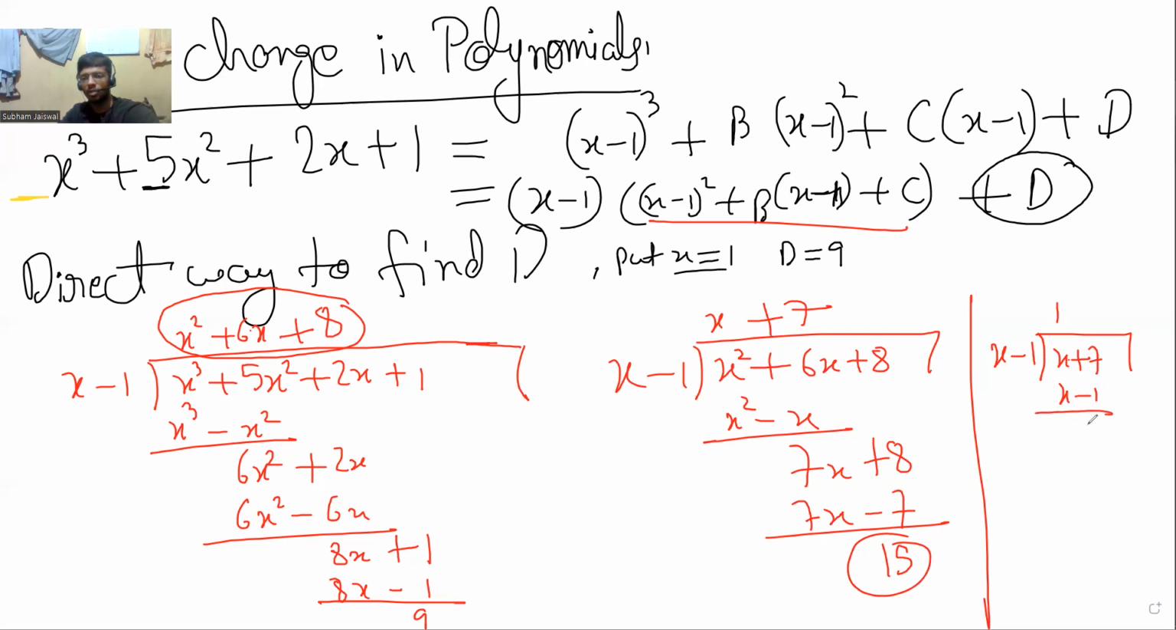And you get 8. And this is the B. Okay. And then you have 1. And then you divide 1 by x minus 1. Obviously, the remainder is 1. And so this 1 is the A. Final thing is the A. Second last thing is the B. This is the C. And this is the D.